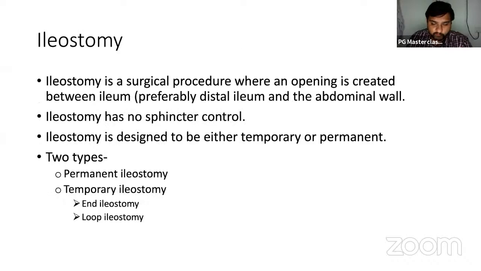Okay. Moving on, ileostomy. Ileostomy is a surgical procedure where an opening is created in between the ileum, preferably distal ileum, and the abdominal wall. Ileostomy has no sphincter control. Ileostomy is designed either to be temporary or permanent. That is why there are two types, permanent ileostomy or temporary ileostomy.